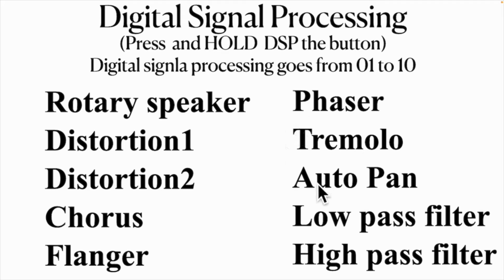auto pan. This is interesting. Auto pan means the sound bounces back and forth from the left speaker to the right speaker. And with those two knobs that I told you about on the left-hand corner of the keyboard, you can control how fast the sound bounces back and forth. Quite frankly, I've never used it. I've never had a song that I wanted the sound of the main voice to bounce back and forth. Just not something I've ever needed to do.